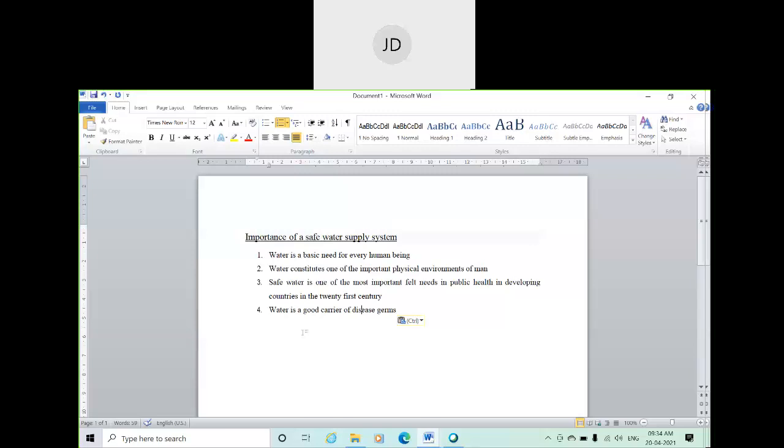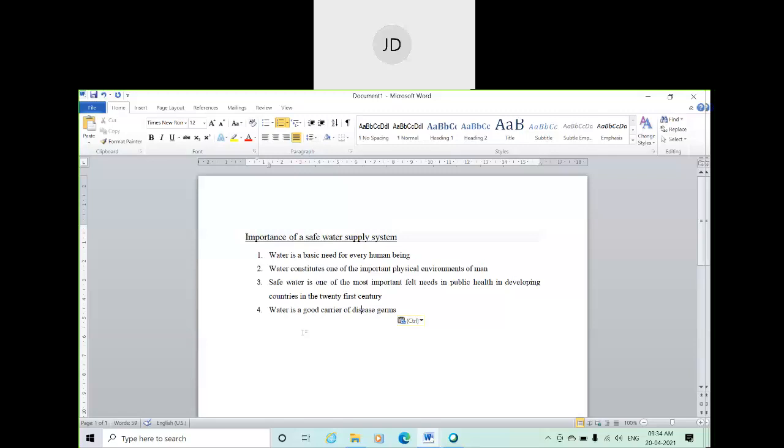So if I say, what is the importance of a safe water system? Water is a basic need for every human being. So it will be the first point. Water is a very basic need for every human being. Next, water constitutes one of the important physical environments of man, or you can say of any human being.